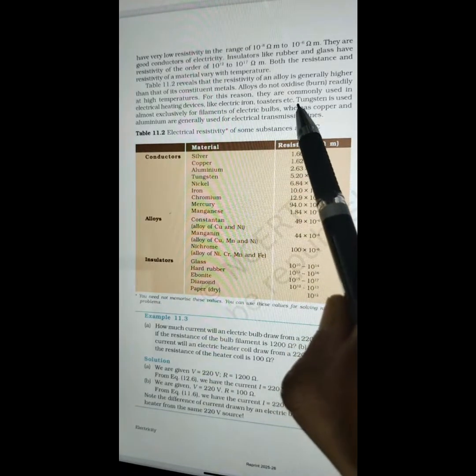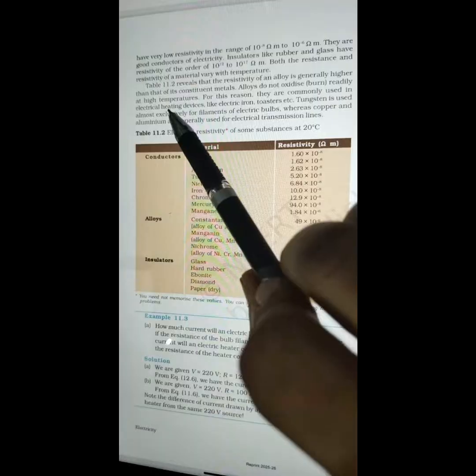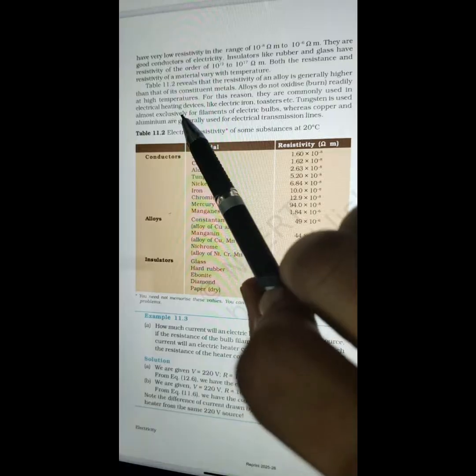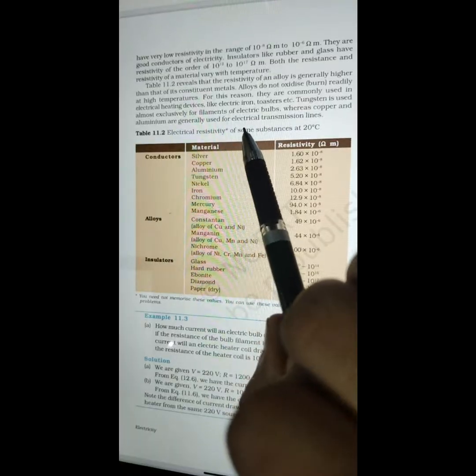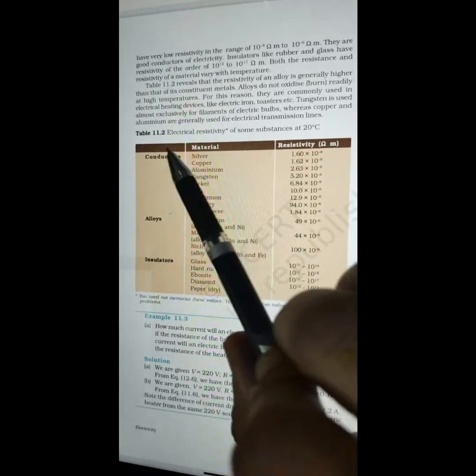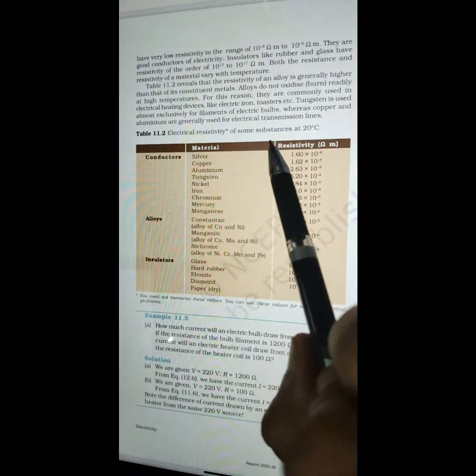Table 11.2 reveals that the resistivity of an alloy is generally higher than that of its constituent metals. Alloys do not oxidize or burn readily at high temperatures. For this reason, they are commonly used in electrical heating devices like electric irons, toasters, etc. Tungsten is used almost exclusively for filaments of electric bulbs, whereas copper and aluminium are generally used for electrical transmission lines. Table 11.2 is showing you the electrical resistivity of some substances at 20 degrees Celsius.